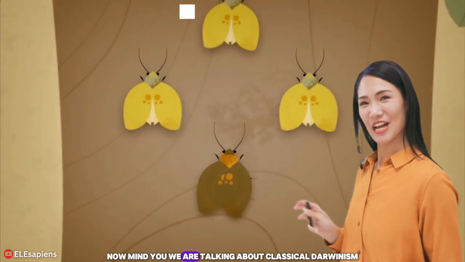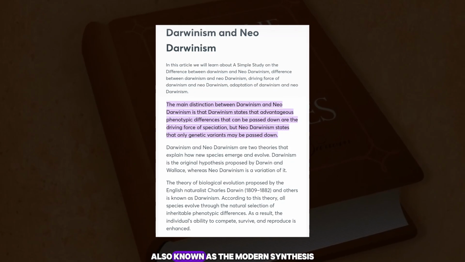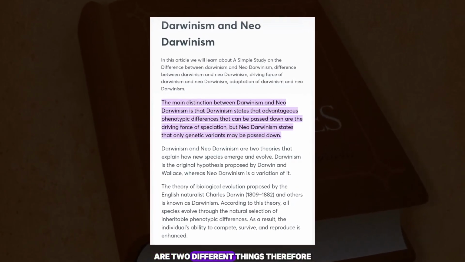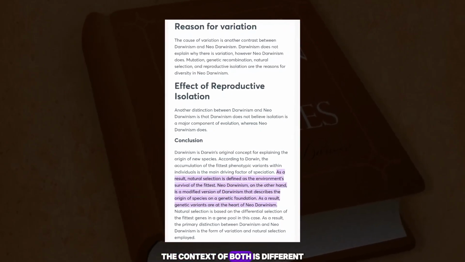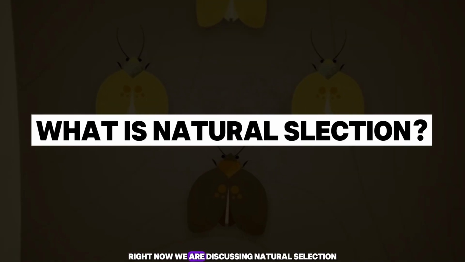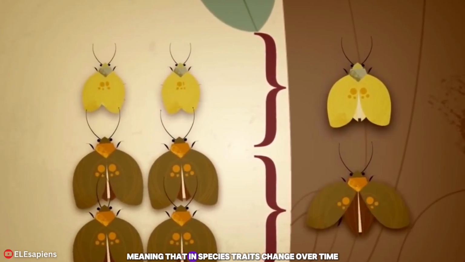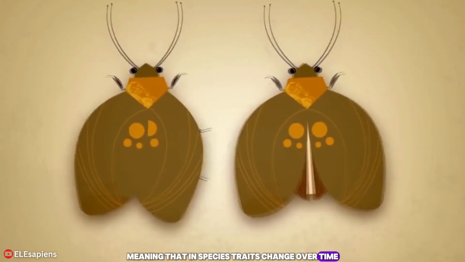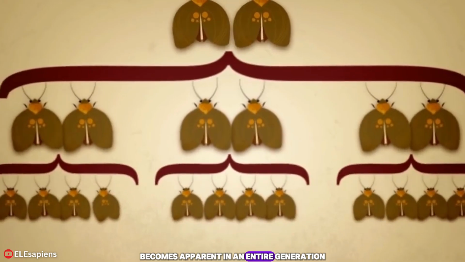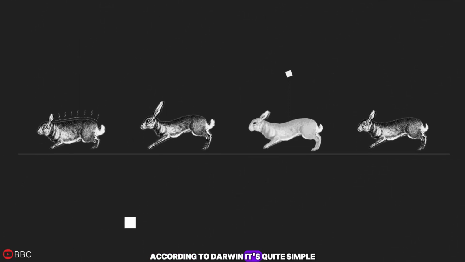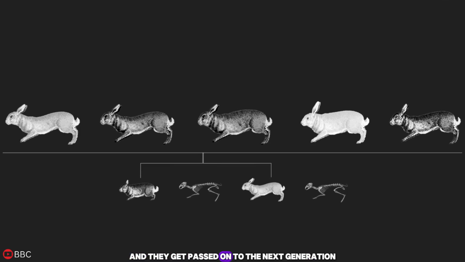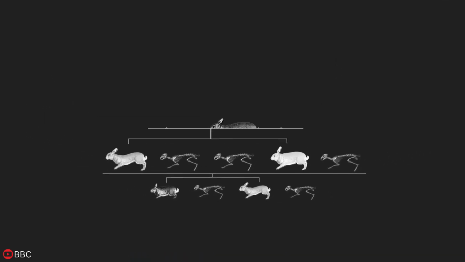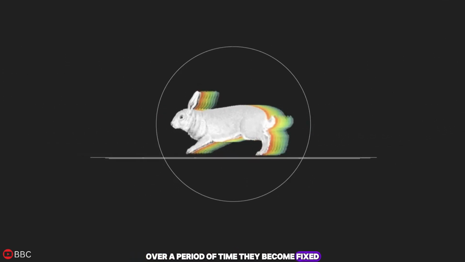Now mind you, we are talking about classical Darwinism. Darwinism and Neo-Darwinism, also known as the modern synthesis, are two different things. Therefore, when we talk about natural selection, the context of both is different. Right now, we are discussing natural selection, meaning that in species, traits change over time, and this change becomes apparent in an entire generation. According to Darwin, it's quite simple: the traits that are essential for survival get passed on to the next generation through reproduction, and over a period of time, they become fixed.